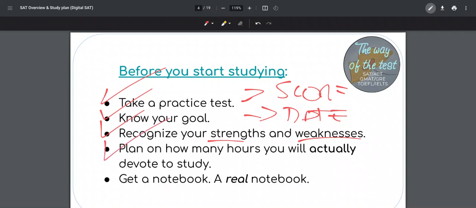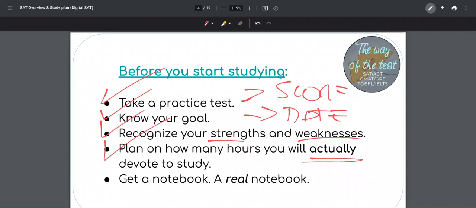You should also plan how many hours you will actually devote to studying. This is really important. You have to sit down and actually check your schedule. Some people think that they can study 8 hours a day, but then they don't take into account that they have to sleep or eat or go out, or they may have extracurricular activities. And in theory, you are studying 8 hours a day, but in practice, you're studying just 2 or 3 hours a day.